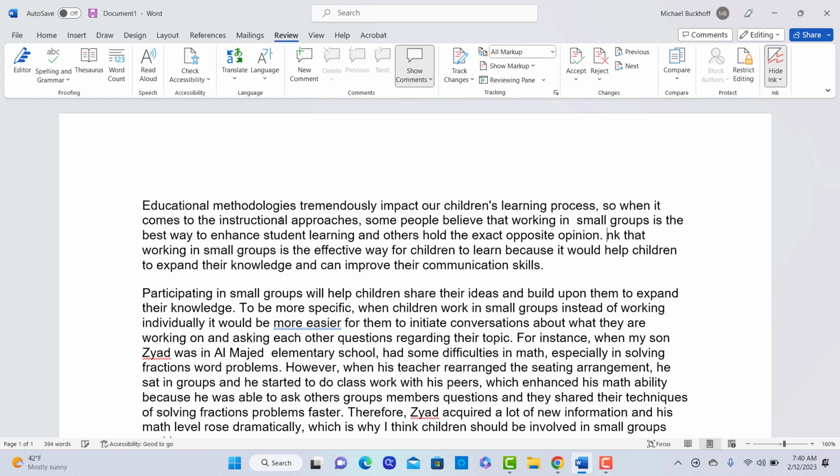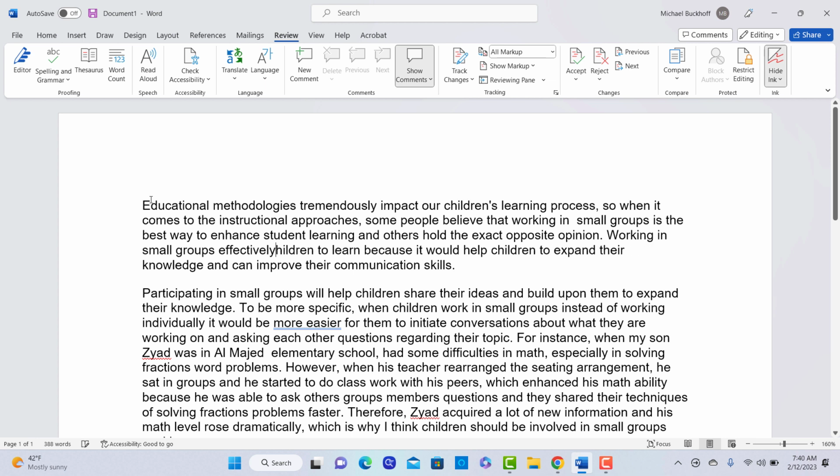I'm going to get rid of "I firmly think" and then put... we already know that it's your opinion because you're writing it. Working in small groups, we'll put "effectively," and you put "would" and "can." You don't want to mix those. "It will help" and "it can improve." So don't do that. You don't want to do that. But working in small groups effectively.